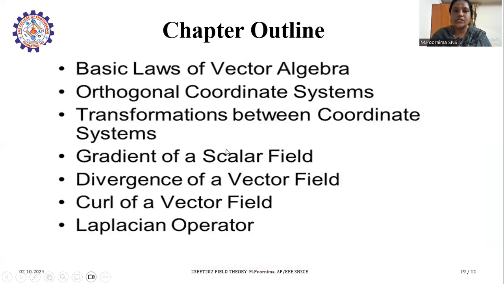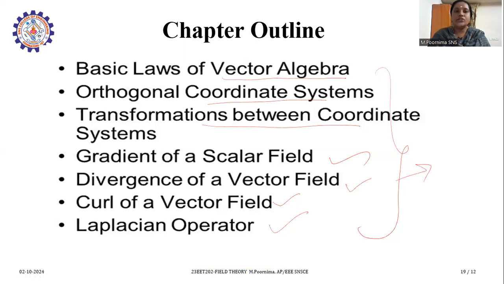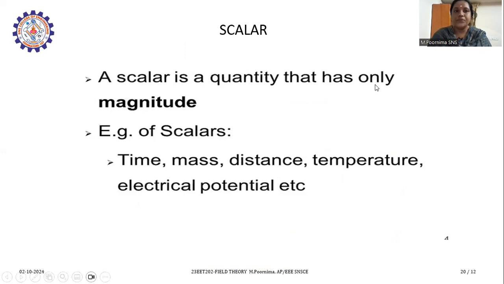Another thing is, what is vector algebra? Here we can see vector algebra and coordinate systems, transformation between coordinate systems, gradient of a scalar, divergence of a vector, curl of a vector, and Laplacian. We are going to discuss these topics in the forthcoming videos, and today we are going to see the first topic, the basic laws of vector algebra.